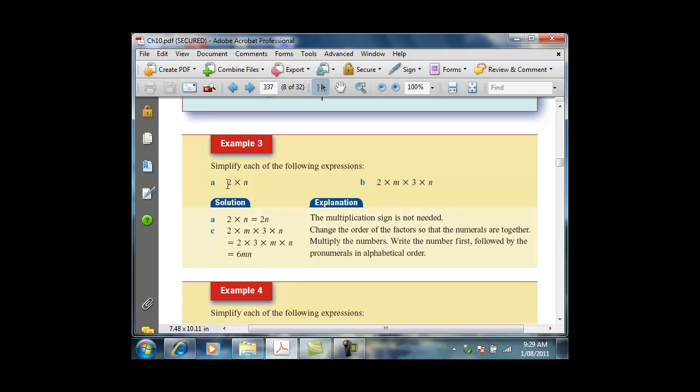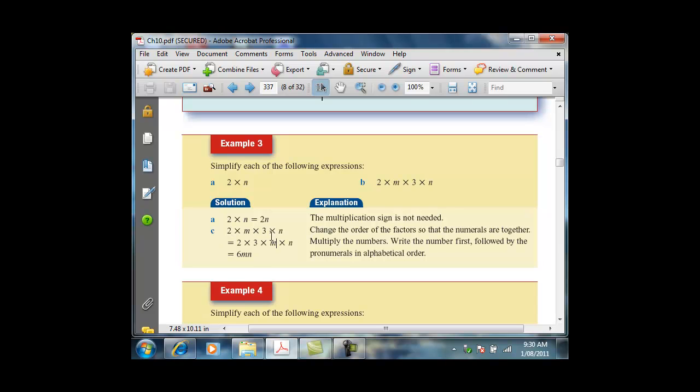Looking at these examples, 2 times n is 2n. 2 times m times 3 times n. Now, when you get numbers and letters to multiply, always keep it simple. Multiply the numbers separately and multiply the letters separately. So what will I do here? I'll multiply the numbers first, 2 and 3, and I get 6. And then I multiply the letters. m times n is mn. So the total answer is 6mn.